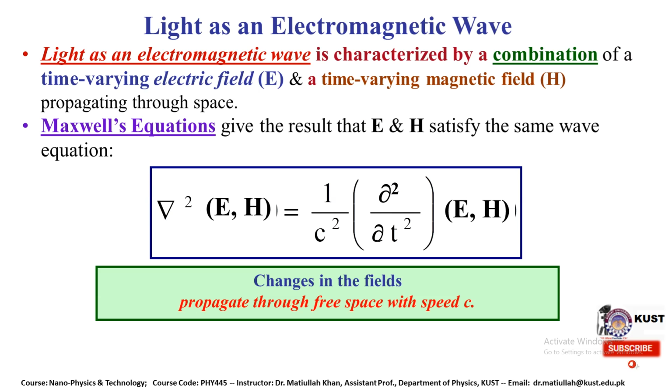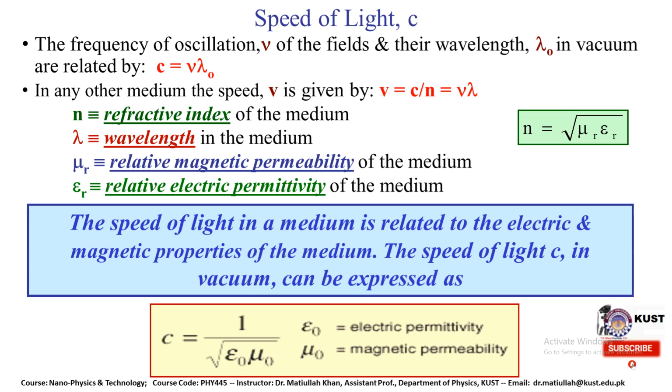So light as an electromagnetic wave, that is the wave nature of matter, how was it developed? Light as an electromagnetic wave is characterized by a combination of a time-varying electric field E and a time-varying magnetic field H propagating through space. From the Maxwell equations, it was found that light has a wave nature. It gives that E and H satisfy the same wave equation. So this is something about the Maxwell equations.